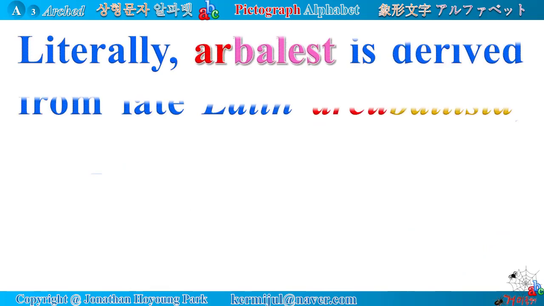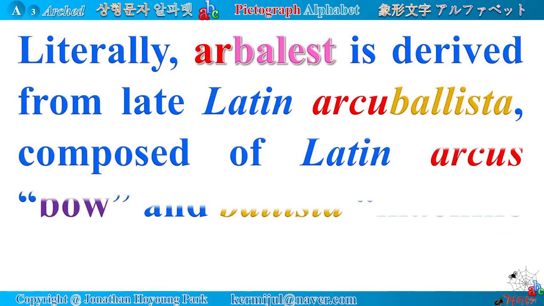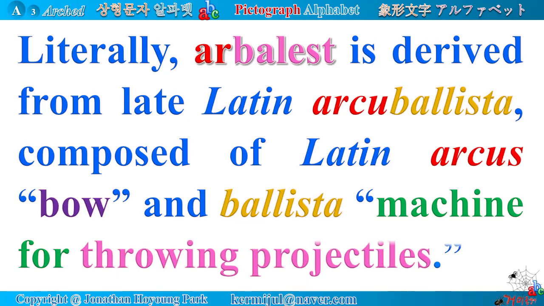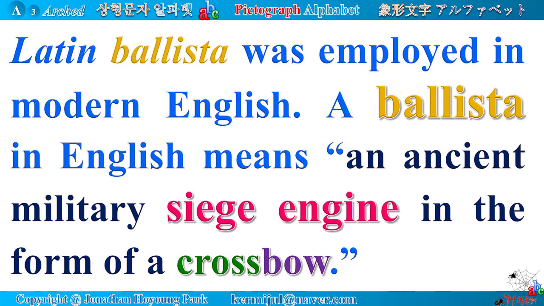Literally, arbalest is derived from late Latin arcuballista, composed of Latin arcus meaning bow and ballista meaning machine for throwing projectiles. Latin ballista was employed in modern English. A ballista in English means an ancient military siege engine in the form of a crossbow.